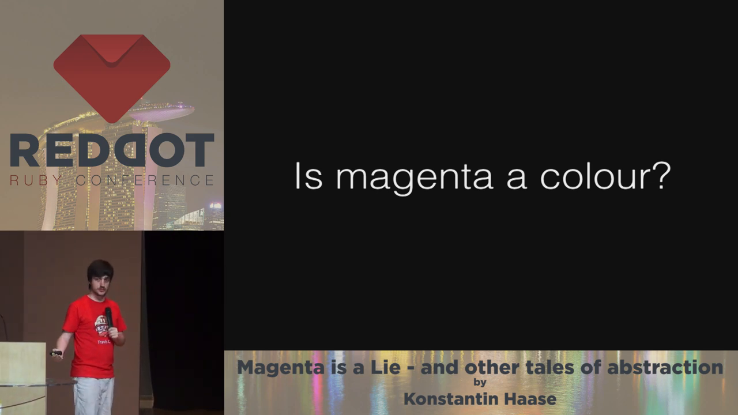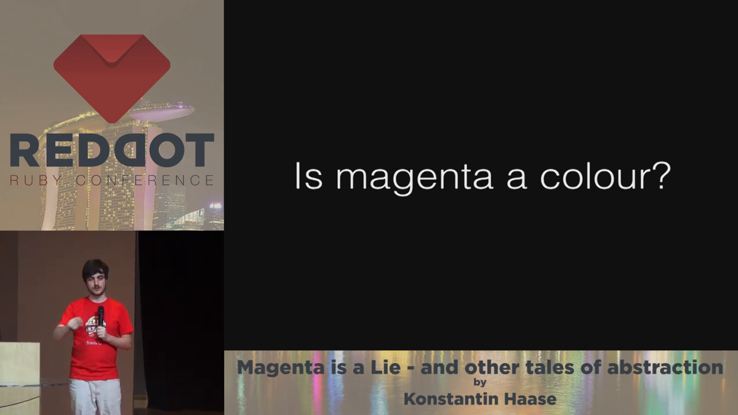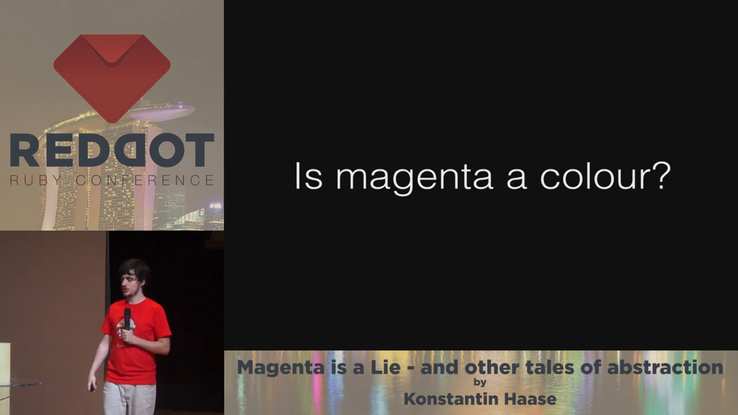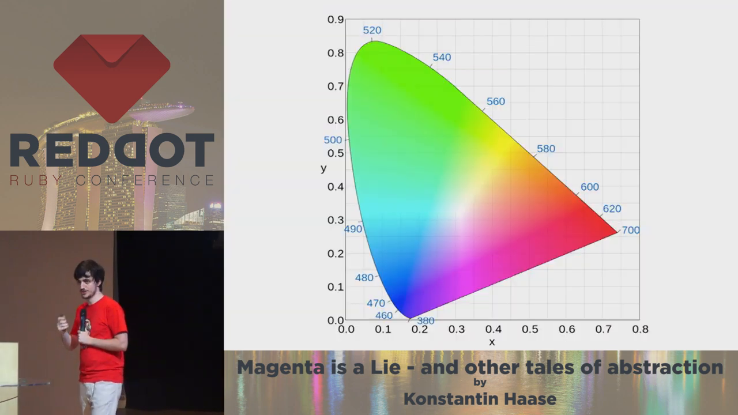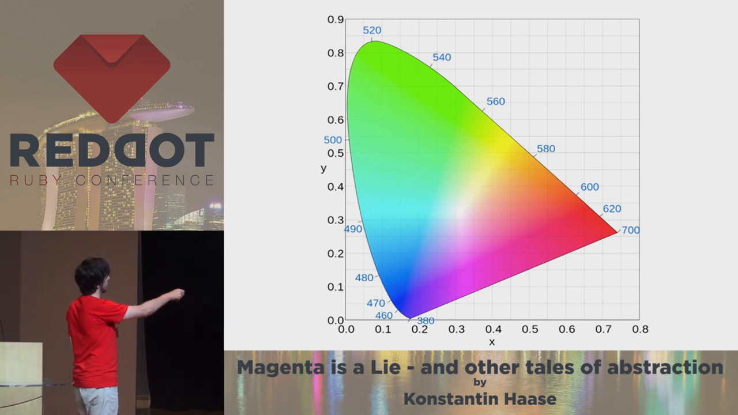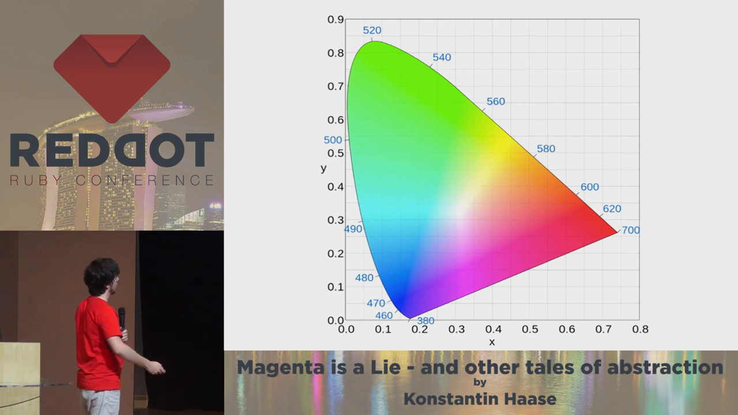The argument for people claiming magenta is not a color is: here is the visible spectrum, I had it earlier, the rainbow. Now show me magenta. Well, actually, the visible spectrum is more like this. On the outer line is the frequency. And then if you mix multiple single-frequency light sources, you get extra-spectral colors. Those are everything that is not on this line.